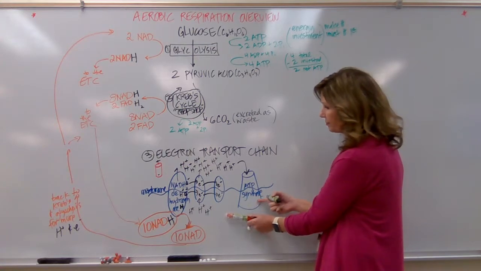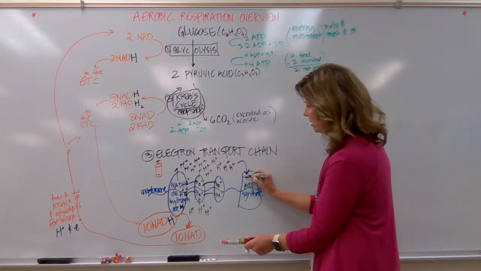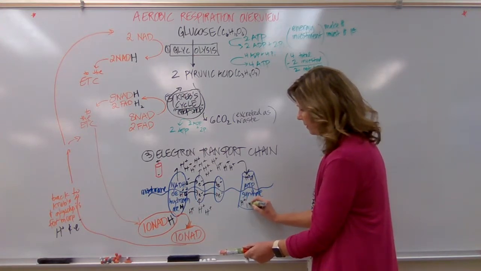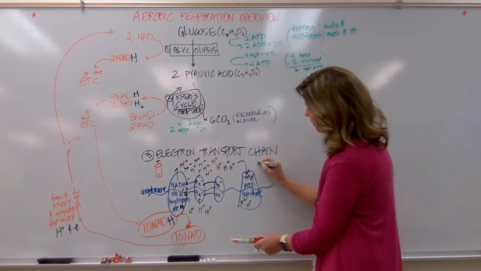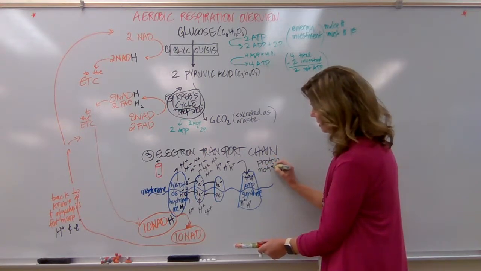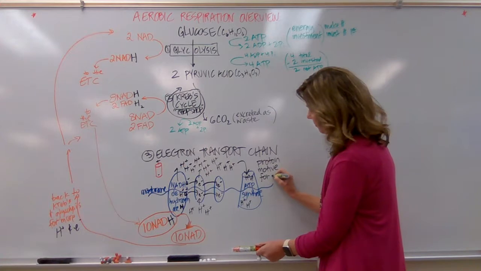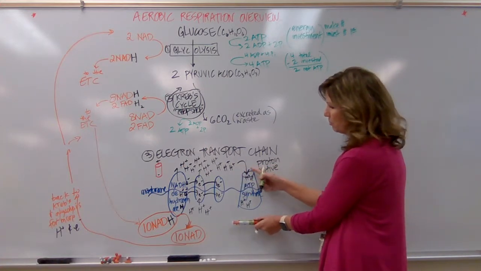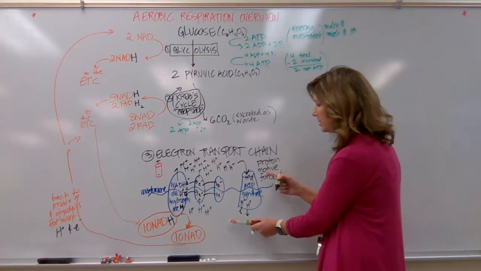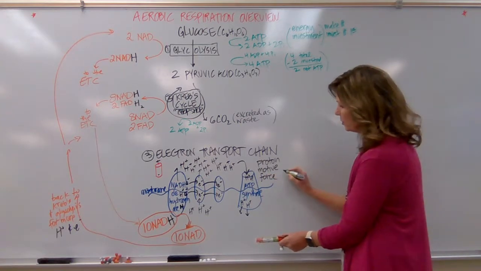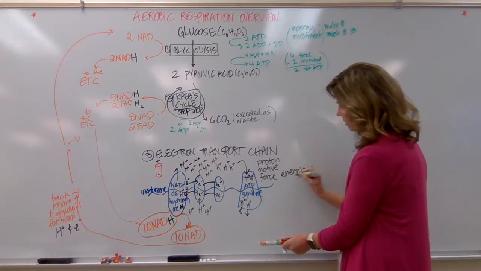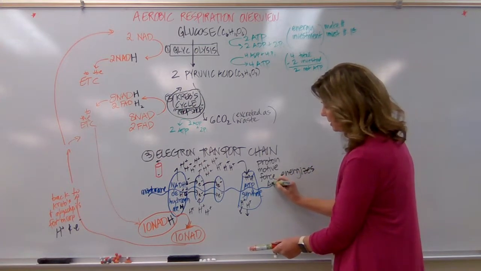end of the chain. As those protons move through this proton gate, they generate what we call the proton motive force. So protons moving through this enzyme create a force. That force energizes this enzyme, ATP synthase.